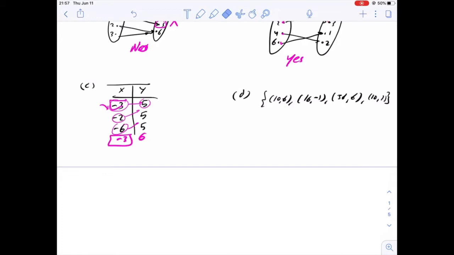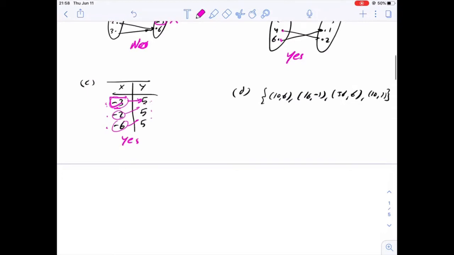But for this problem, we don't have any restrictions on the values for Y or the corresponding values of X. So -3 is related to 5, -2 is related to 5, -6 is related to 5. That means we don't have any problem. For each input, we only have 1 output, so we have 1 arrow coming from the input in the direction of the output. So this is a function.